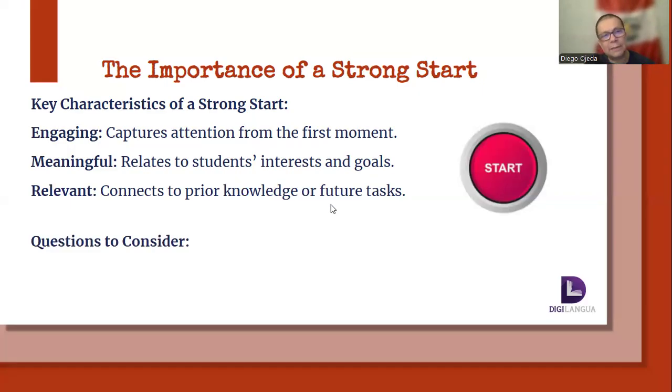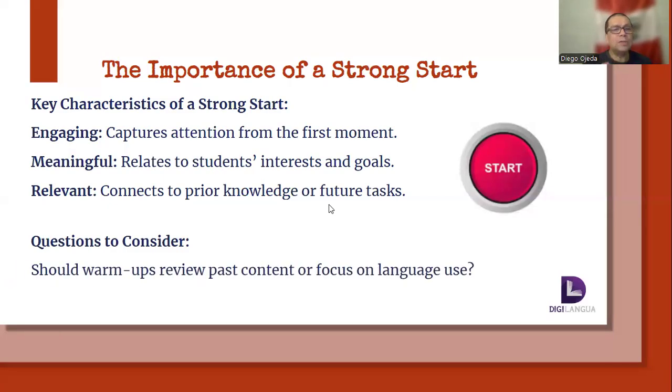And we have different activities for that. So a question to consider here is, should warm-ups review past content or focus on language use?